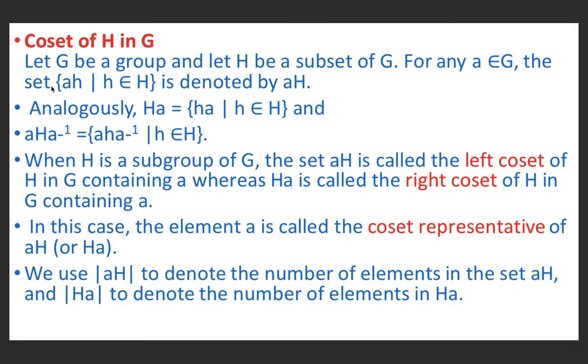If H is a subgroup of G, then the set aH is called the left coset of H in G containing a, whereas Ha is called the right coset of H in G containing a. Here aH is equal to {ah such that h belongs to H} and Ha is equal to {ha such that h belongs to H}. In this case, the element a is called the coset representative of aH or Ha. We use two lines around aH to denote the number of elements in the set aH, and similarly for the set Ha.